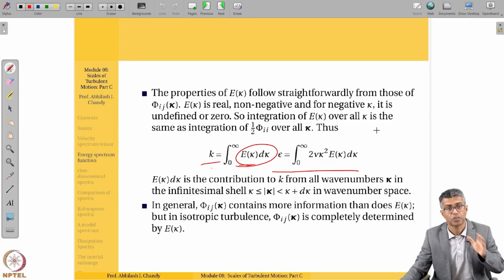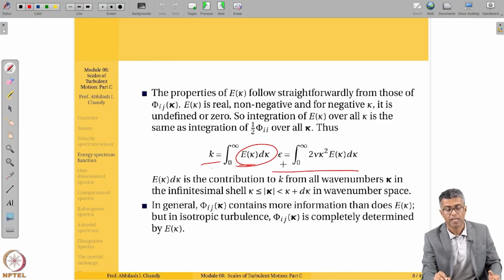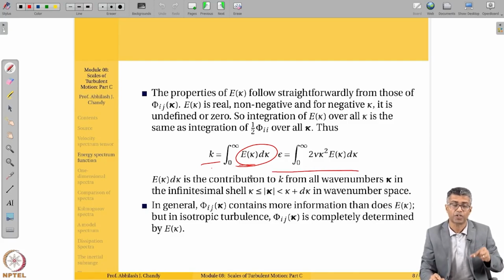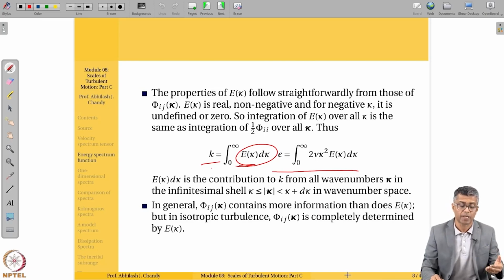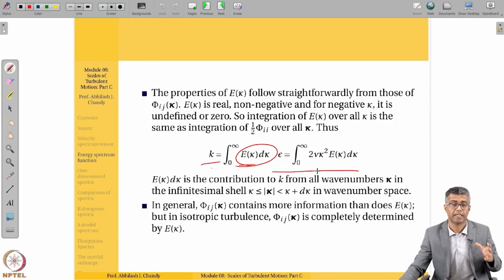If you integrate that energy spectrum function over all the shells, you get your turbulent kinetic energy. And your dissipation is the same thing, 2 nu kappa squared E of kappa d kappa. So from a loaded velocity spectrum tensor, we boiled it down to an energy spectrum function which only depends on the shell wave number. If you integrate that further, you can get the kinetic energy, and if you integrate it in this manner, you will get the dissipation rate. So that's where we were at in the last class.